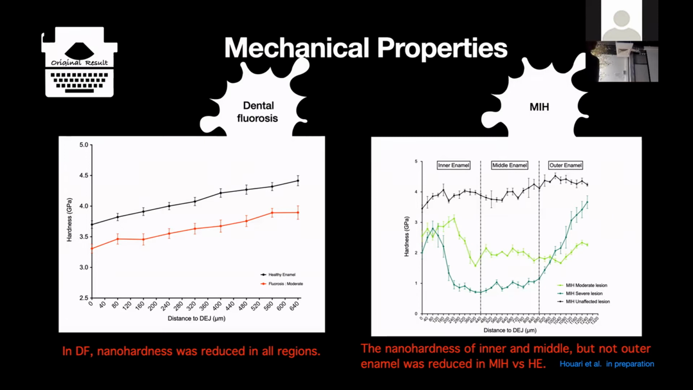So indeed, in this pathology, you can see here in the red line, comparing with healthy enamel in black, that we have, in fact, not only the outer layer impacted, but all the region. And on the right, you can see that MIH lesions are a little bit complicated. It's not homogeneous. Clearly, we confirm that inner enamel and middle enamel are the most impacted, but not at the same level. The outer enamel, depending on the severity, is not very well impacted.